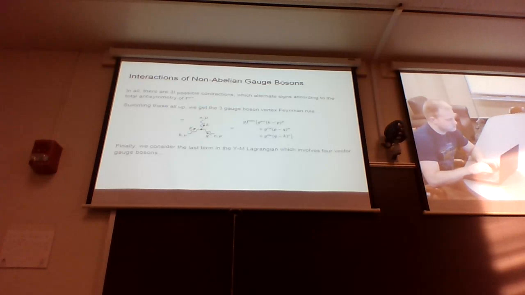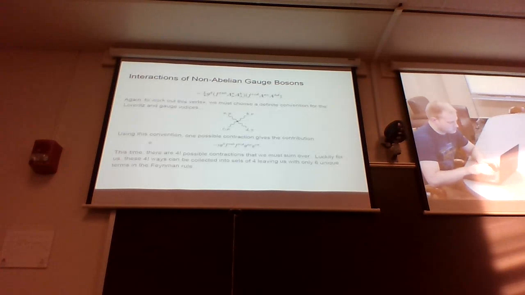Because you have these gluons that interact with each other, and their vertices, at least the cubic one, look like this. The 4 vertex, from what we just saw, these contractions of the 2 fields together are going to give me metric tensors, and then I've got 2 factors of the structure constant.